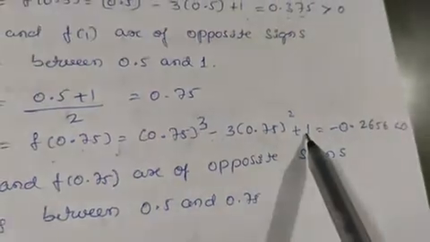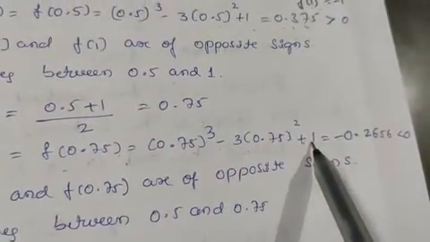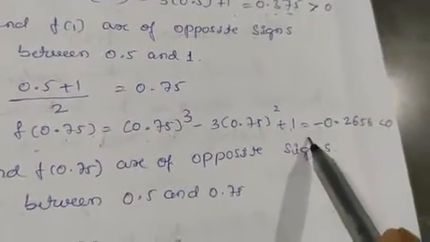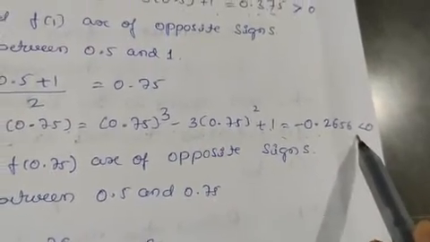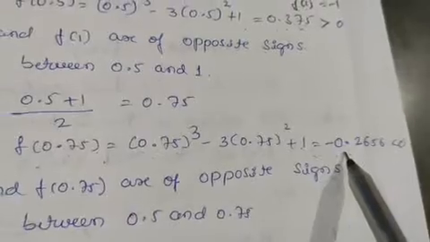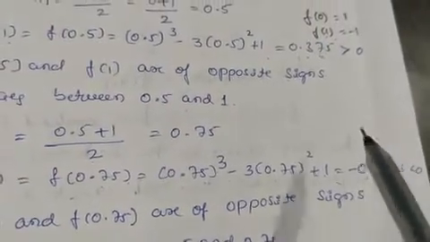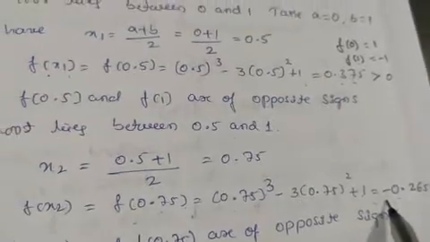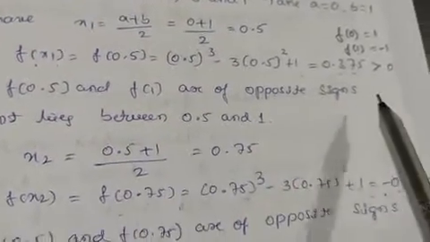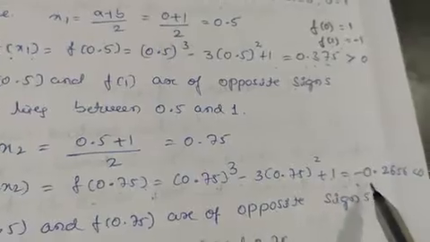That is, in the equation f of x you have to put 0.75. After simplification you will get minus 0.2656, which is less than 0. So here it is again negative. Before this you have to check which value is positive. So before this, what do we have here? Also we have here, this is negative, no?